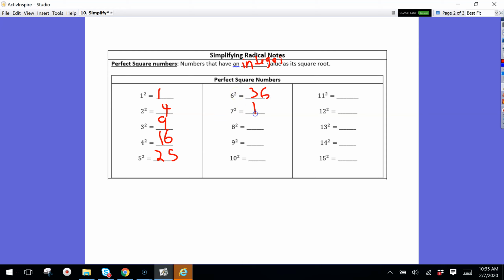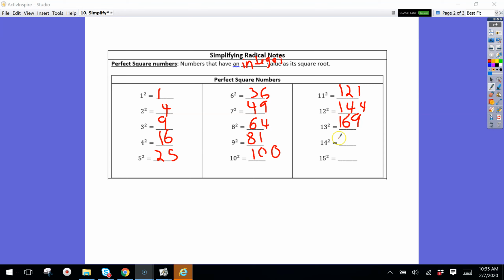7 squared is 49. 8 squared is 64. 9 squared is 81. 10 squared is 100. 11 squared is 121. 12 squared is 144. 13 squared is 169. 14 squared is 196, and 15 squared is 225. For the most part, we're going to use 12 and on, but these are nice to know. They do eventually come up in geometry.